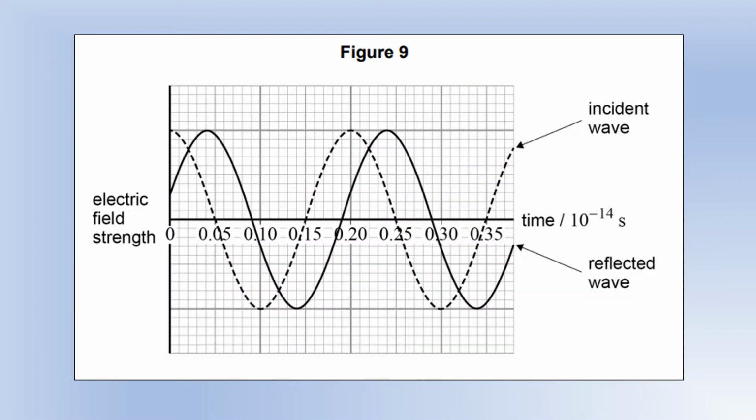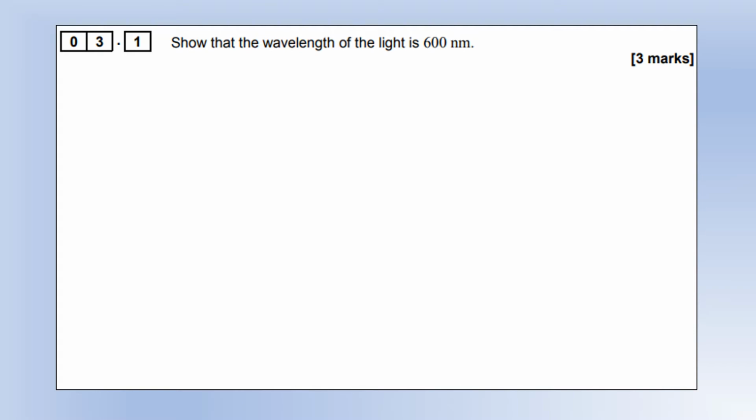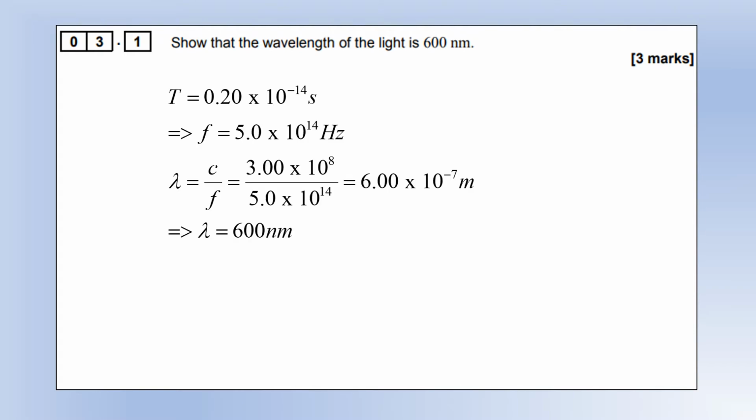So here is a figure showing the incident wave and the reflected one. You can see that the reflected wave is trailing the incident wave by 0.04 times 10 to the minus 14 seconds. Okay, so first thing, show the wavelength is 600 nanometers. Well, from the diagram, we can figure out what the time period is and therefore the frequency. And then from the frequency, we can figure out the wavelength is 6 times 10 to the minus 7, which is 600 nanometers.